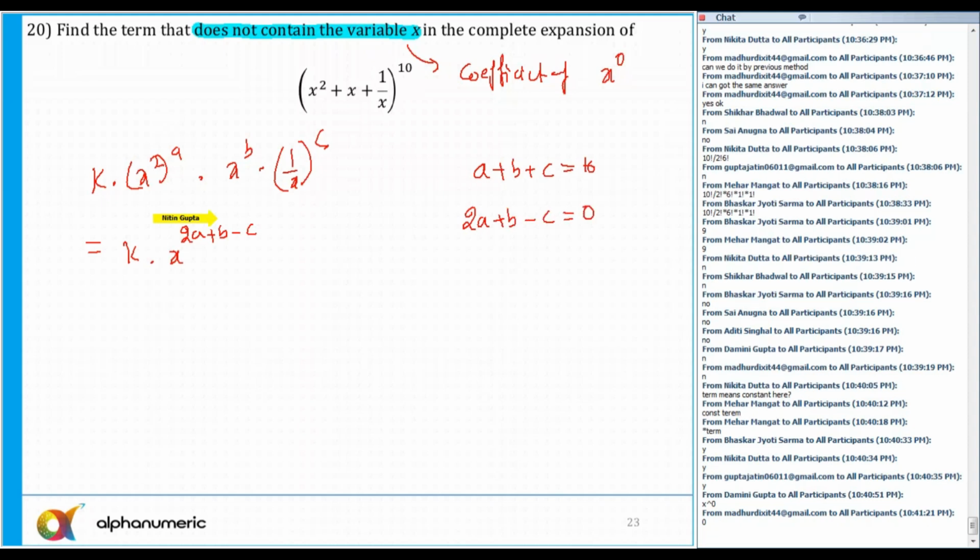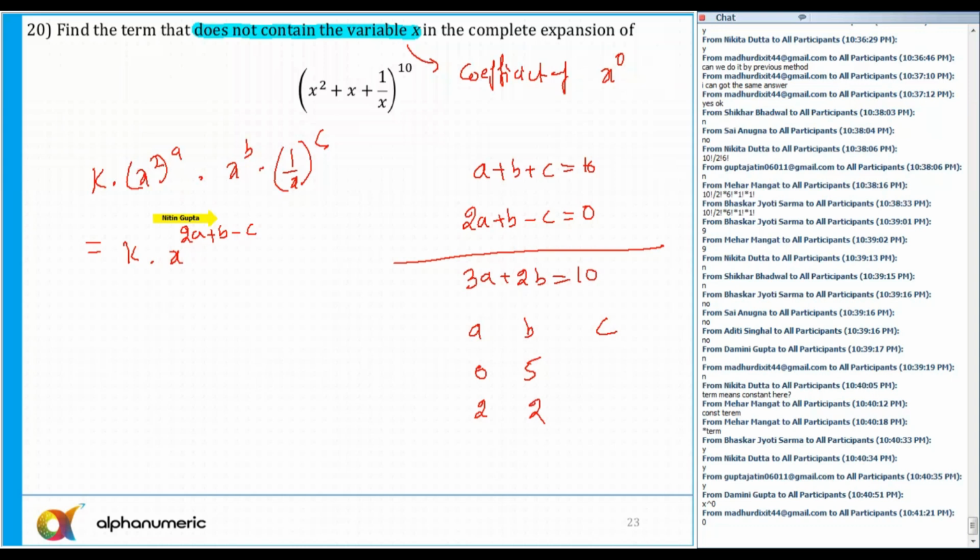Okay. So if I add these two equations, I get 3a plus 2b equal to 10. Now tell me, what are the possible values of a, b, and c? 3a plus 2b equal to 10. So what is the maximum value of a? If a is equal to 0, b is equal to 5. Then a is equal to 2 and b is also equal to 2. That's right. Any other possible solution?